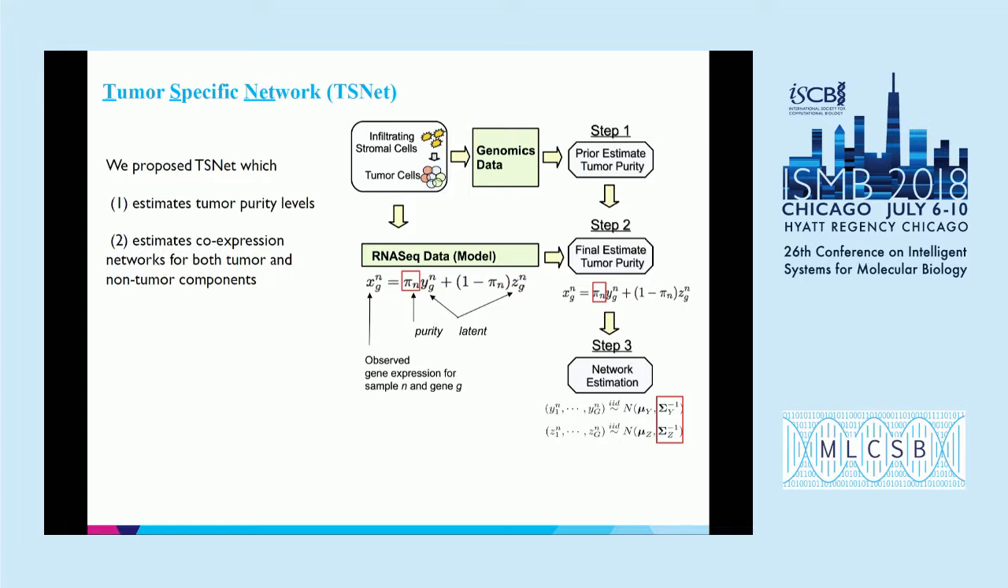the inverse of the precision matrix of the latent variables. Other methods have been considering those latent variables, Y1 to YG, to be IID from some normal distribution. Instead, we basically model the covariance structure of those latent variables. And learning the inverse of the precision matrix for the Ys and the Z is going to give you the co-expression network for the tumor and non-tumor component.